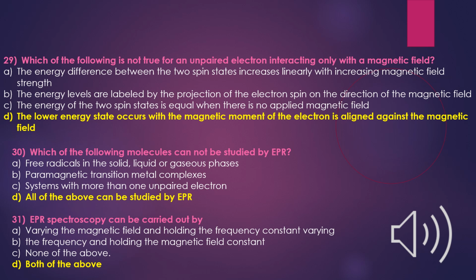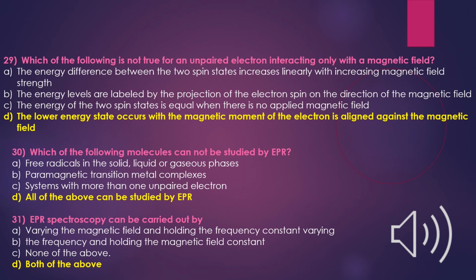Number 30. Which of the following molecules cannot be studied by ESR? A, free radicals in the solid, liquid, or gaseous states. B, paramagnetic transition metal complexes. C, systems with more than one unpaired electron. D, all of the above can be studied by ESR. The answer is D.